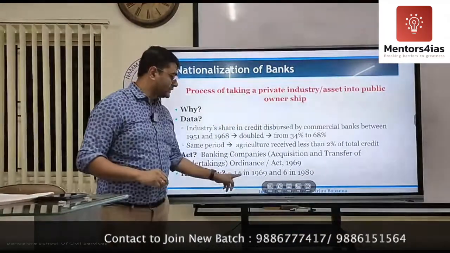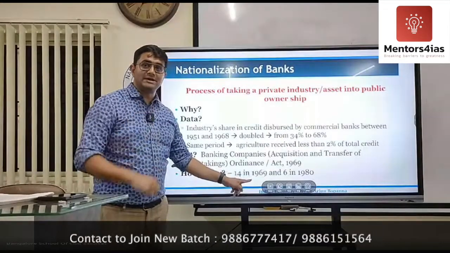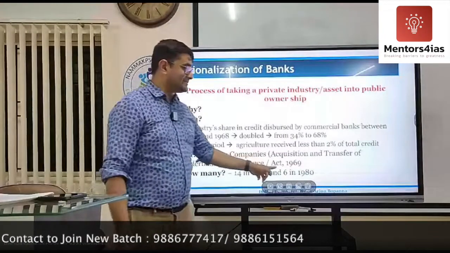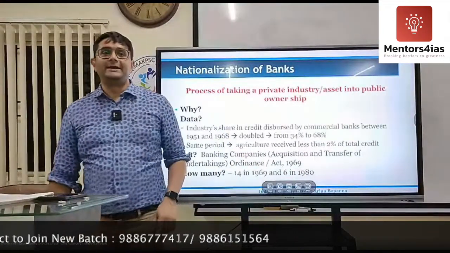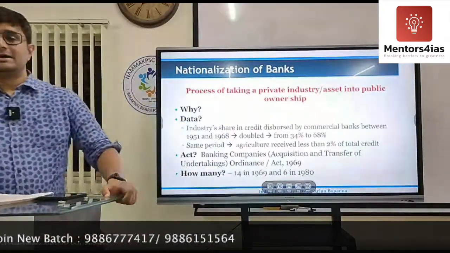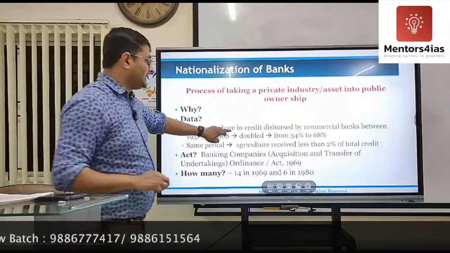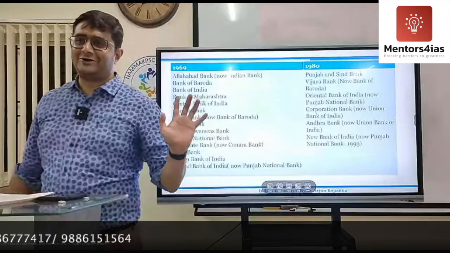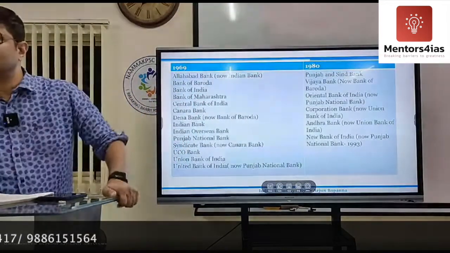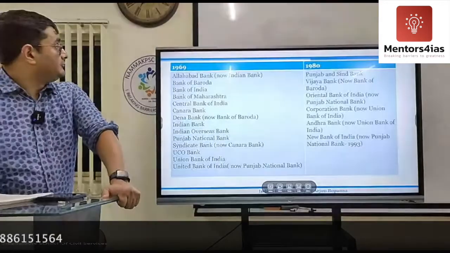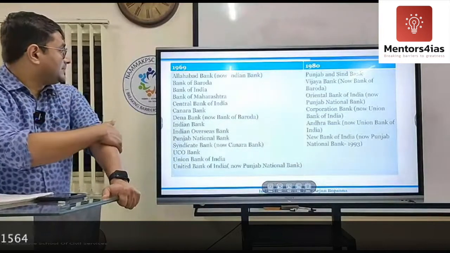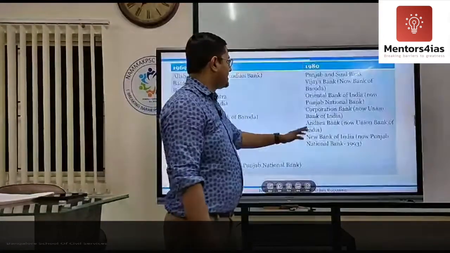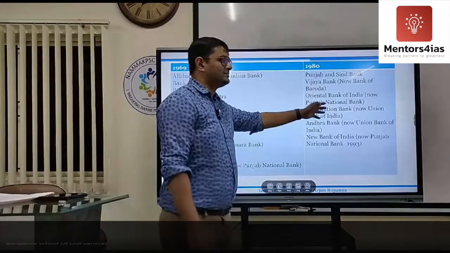So how many? 14 private banks were nationalized in 1969 and 6 banks in the year 1980. Overall, 20 banks were nationalized. This is a list. You don't have to write it down. This is just a list for you to appreciate. If you look at this, Allahabad Bank, Bank of Baroda, Bank of India, Bank of Maharashtra, Dena Bank, Punjab National Bank, Punjab and Sindh Bank, Vijaya Bank, so many.